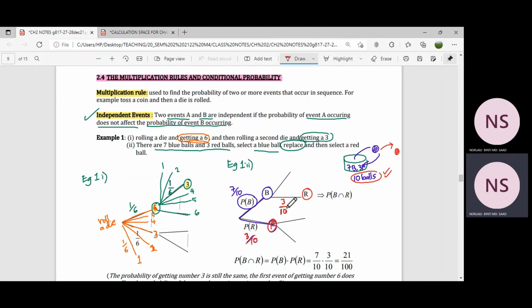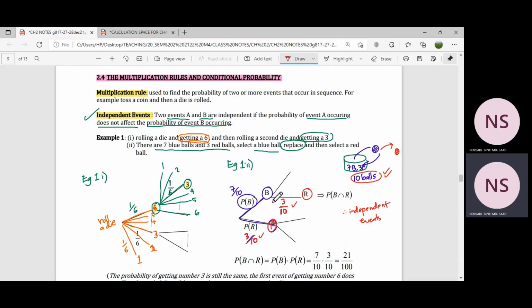So when you have the same probability here, it means that the occurrence of the first event does not affect the probability of the second event. Maksudnya dia sama kan? Ini kan? So this is an independent event. So this is an example of an independent event sebab dia replace it back, right?